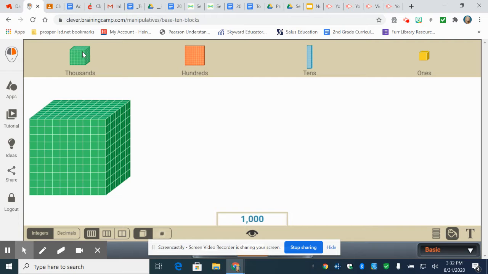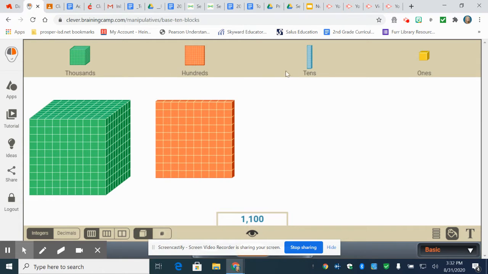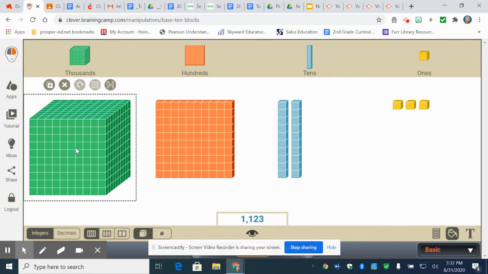Let's see, 1,123. So if I look at 1,123, I have 1,000, 100, 2 tens, and 3 ones. But I've learned that I can decompose that number in different ways. So I could take my thousands cube and break that up.